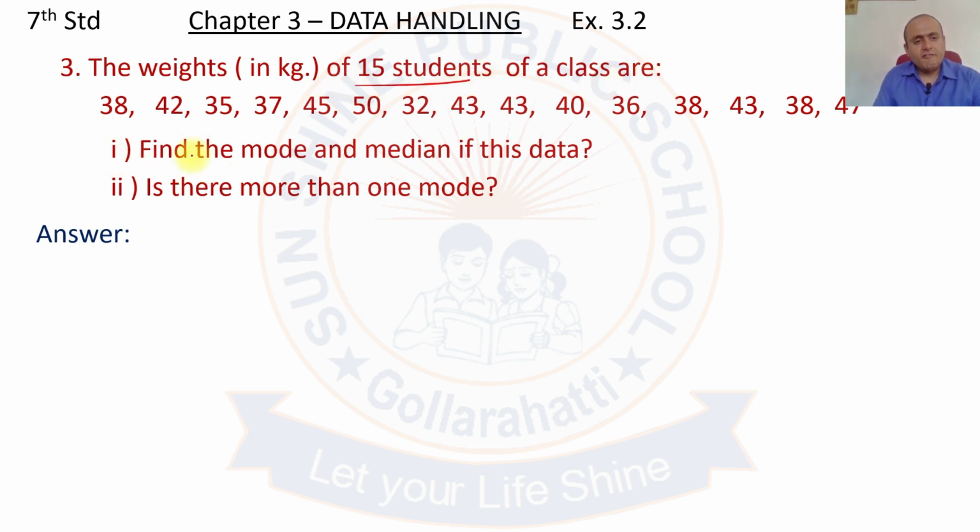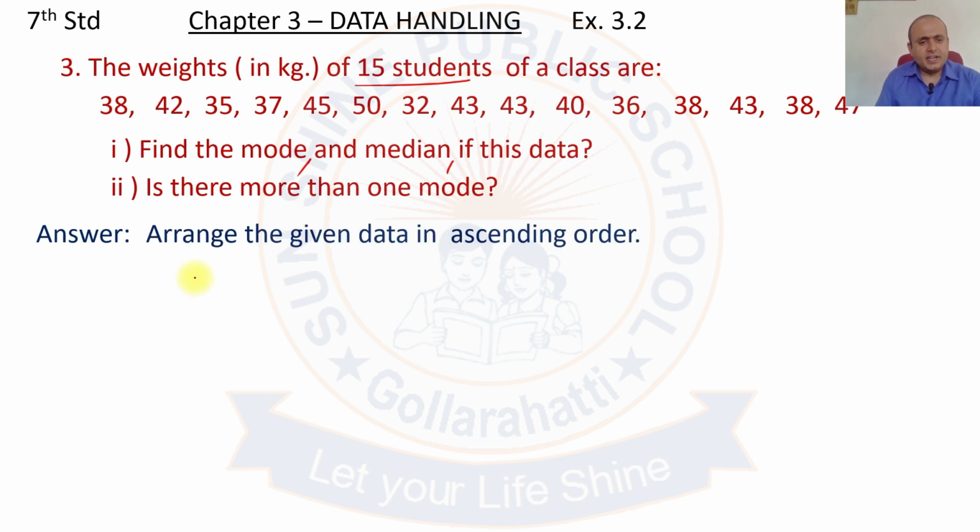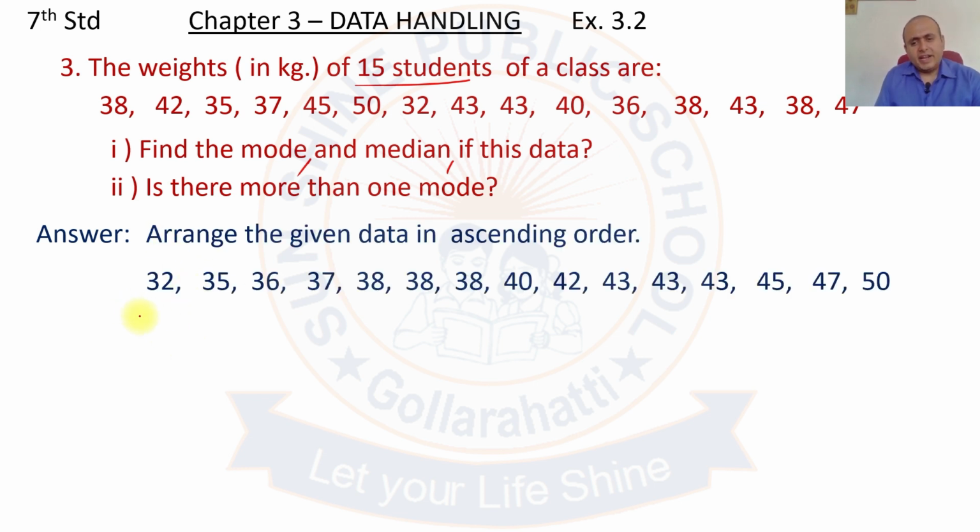First question they are given is, find the mode and the median of this data. So let us find the mode first. The mode is nothing but the number that appears the highest number of times. So let us arrange the data in ascending order. Here I arranged it. You can see the number 38.